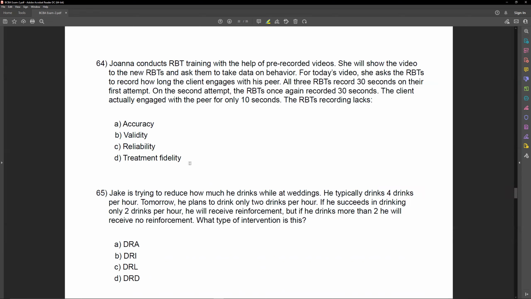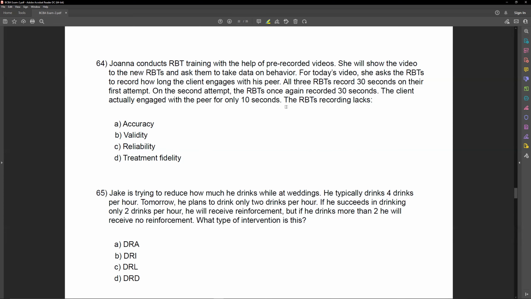Well, the RBTs aren't implementing anything here, right? There's no treatment going on, so we can eliminate D. It leaves us with accuracy, validity, or reliability. Is our data reliable? Well, yes. The first time we had 30 seconds, all 3. The second time, again, all 3. If left untrained, the RBTs will continue to reliably record 30 seconds, right?